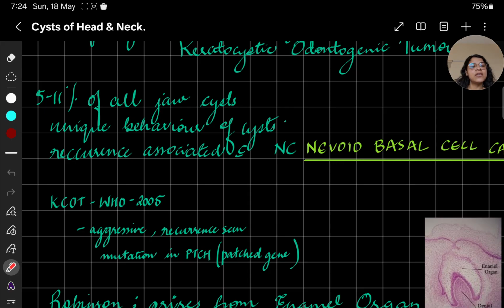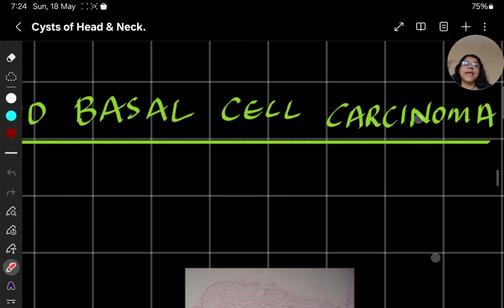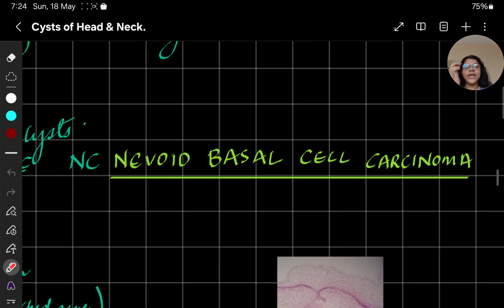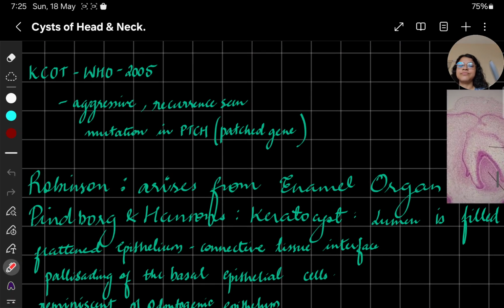If its recurrence is high, it can be associated with nevoid basal cell carcinoma syndrome, also known as Gorlin syndrome. We are going to read about it in the coming slides. So KCOT is keratocystic odontogenic tumor.